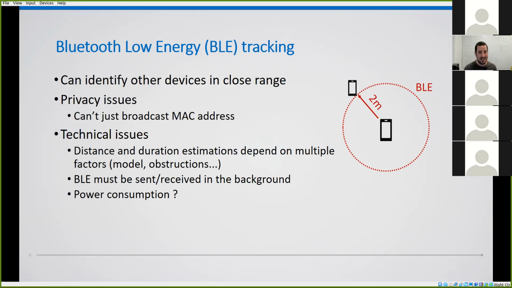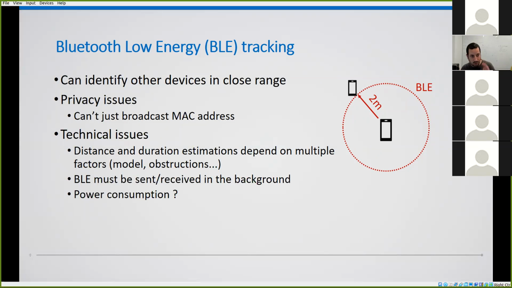And there are some technical issues regarding the physical layer. For example, distance and duration estimation depends on a lot of very complex physical factors, and it's very hard to model. And there are issues with the operating system, in that we need to send those messages in the background of the operating system. In some cases, it might consume a large amount of energy, and people are very reluctant to give up their battery life, even if it means saving actual lives, as we've seen.